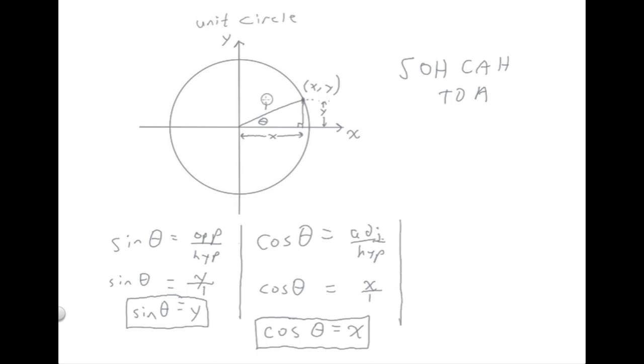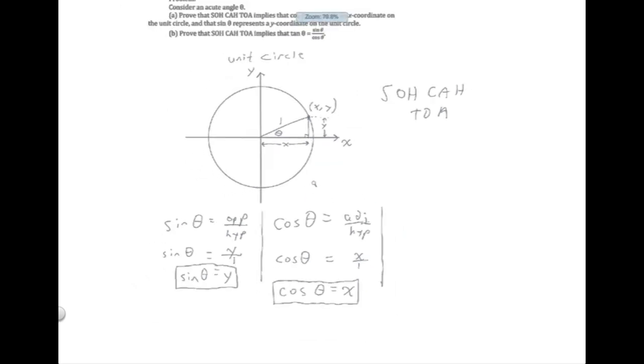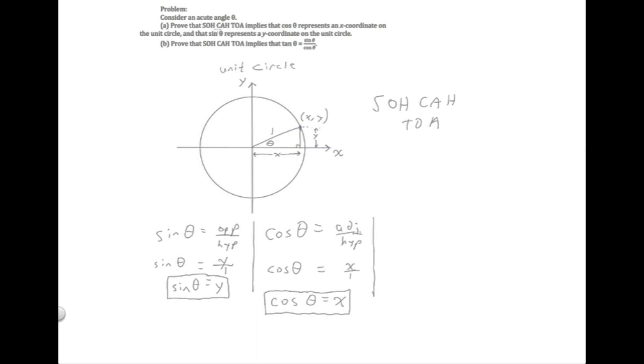So the key here again is that the radius is 1. Since the radius is 1, adjacent over hypotenuse is just the length of the adjacent side, and the adjacent side is the x-coordinate. So I think we did what we were trying to do here. We showed that Sohcahtoa implies that the cosine of theta is the x-coordinate, and Sohcahtoa implies that the sine of theta is the y-coordinate.